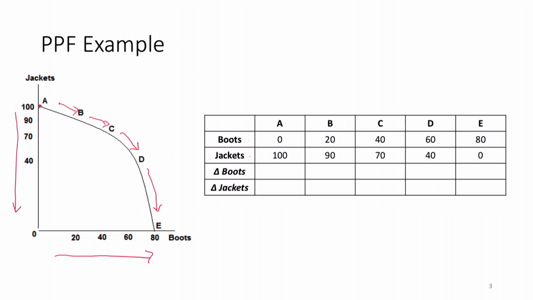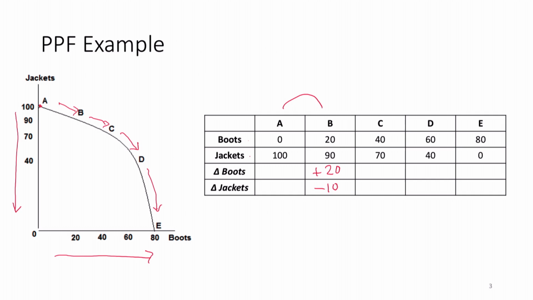So the opportunity cost to produce additional boots is going to be how many jackets we have to give up to move from one point to the next. So let's calculate that change. As we move from point A to B, we're producing 20 more boots, but we're giving up 10 jackets.